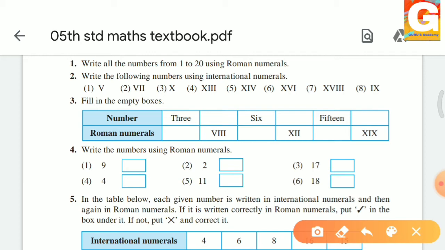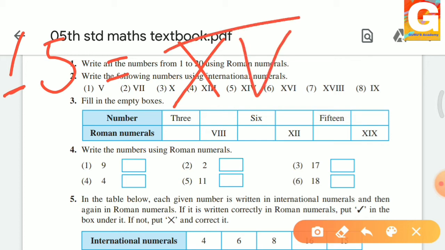Now what is the number given? That is your number 15. And for 15 you have to write Roman number. So how are we supposed to write Roman number 15? I've told you this one is in tens place. That means you will write 10 first and 5. How are we supposed to write 5? This is your 5. This is your Roman number 15.